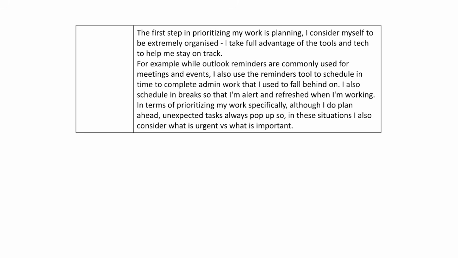So why is this a good answer and how can I use it? Now, this answer is slightly longer than an average interview answer that I might give, and here's why. In this first section, you're answering the question directly by starting with "the first step in prioritizing is planning." Then this whole section includes a solid example of how you use reminders in the Outlook program in a unique way.